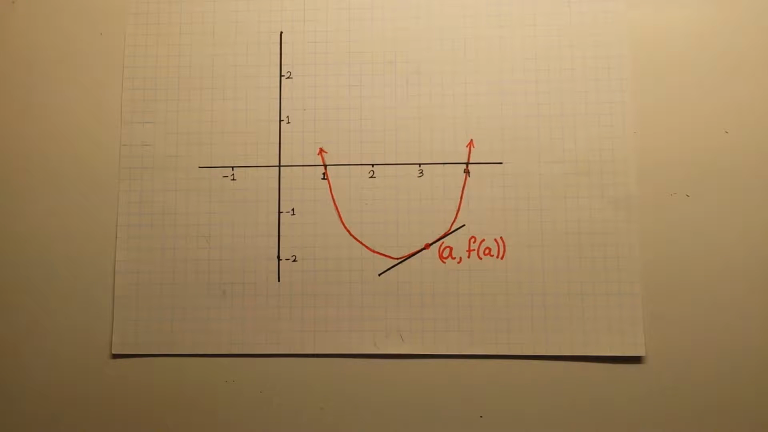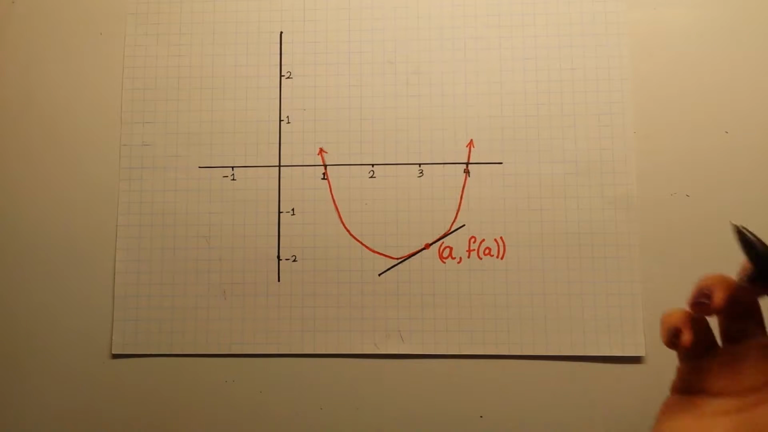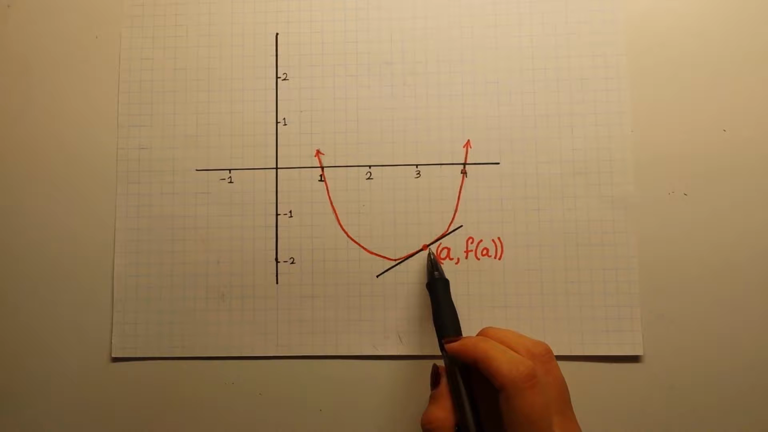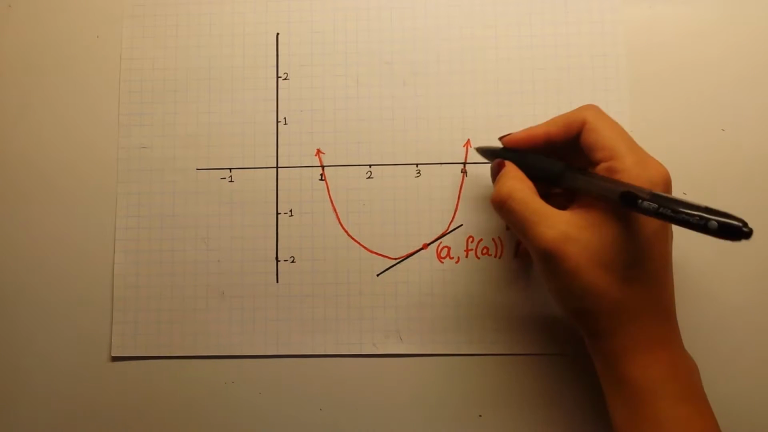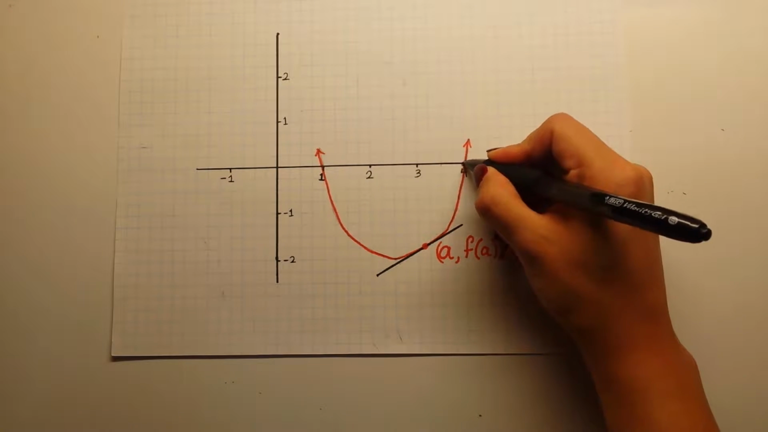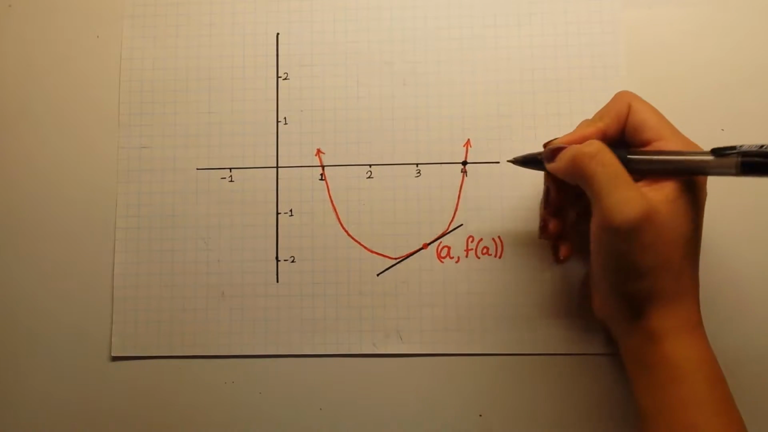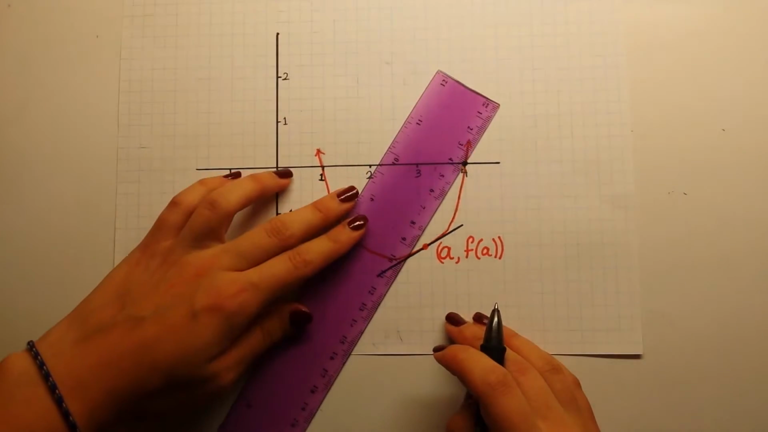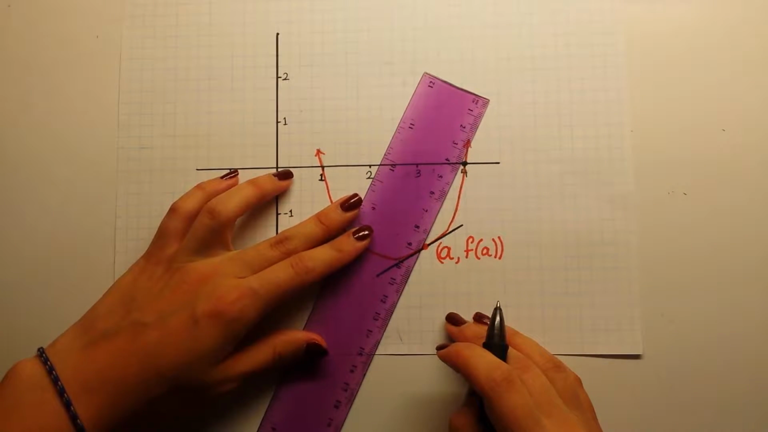Now that I have my tangent drawn, I am going to pick a second point and draw a secant line by choosing a following interval. A following interval is supposed to be on the right side of my chosen point, so I'm just going to pick this point as my second point and connect my initial point and my second point in order to have a secant line.